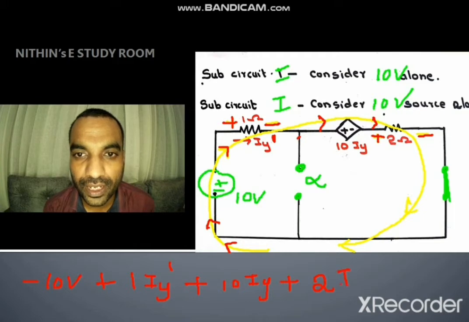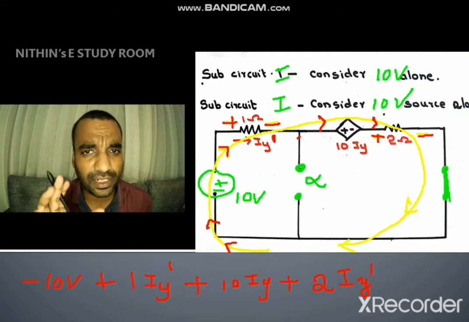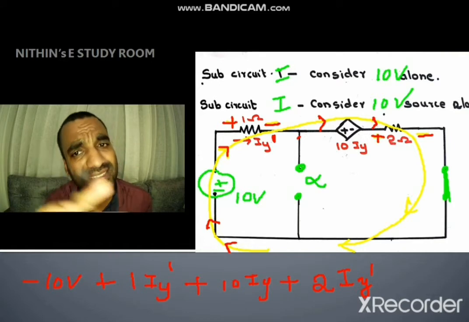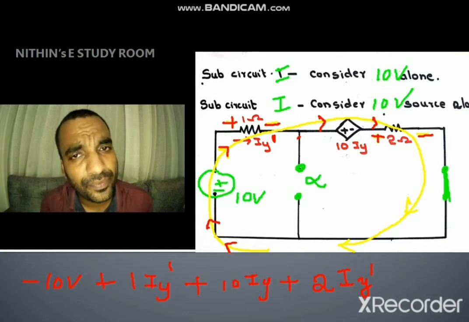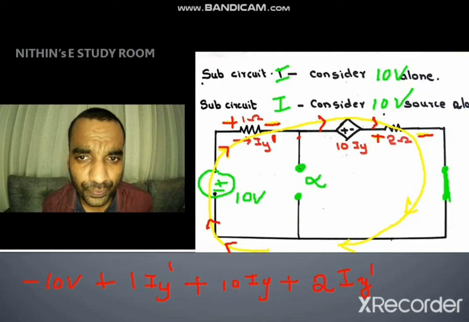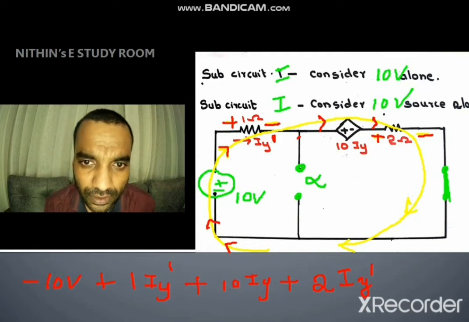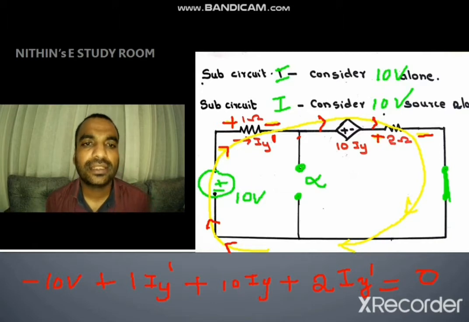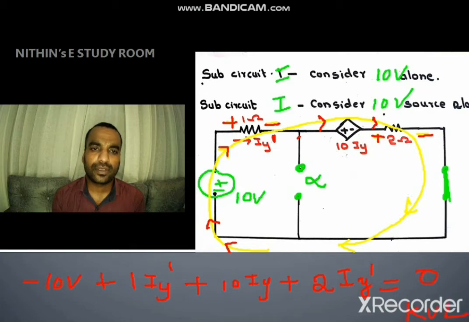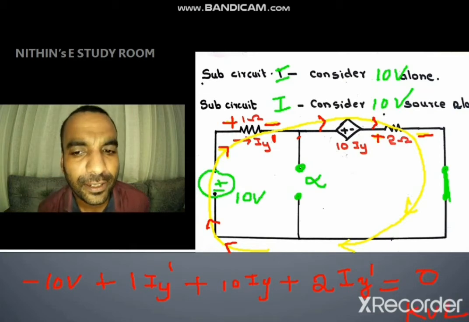Here also we are having the same current, because in the question it is given that the current value is IY dash, and it is a series path, so the current will be the same at all the portions. So 2 IY dash is equal to 0. This is the basic KVL equation, and from this we can easily find IY dash.